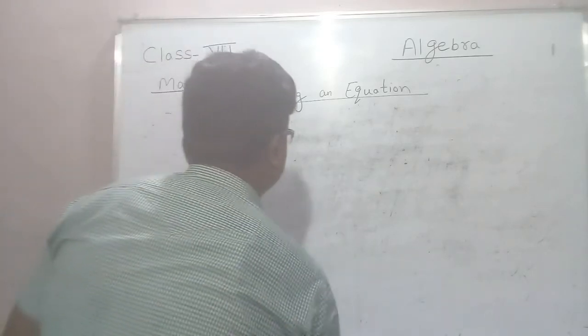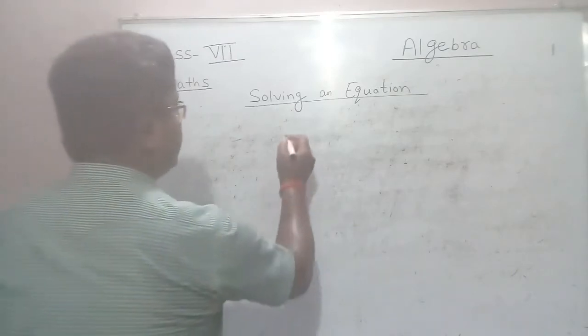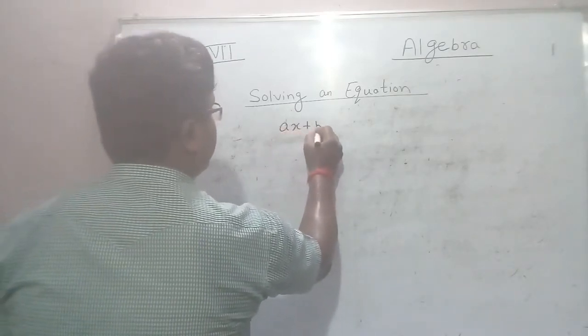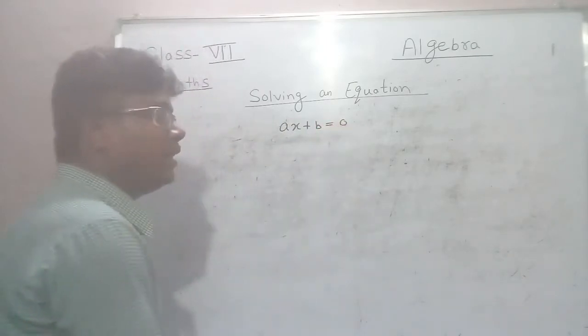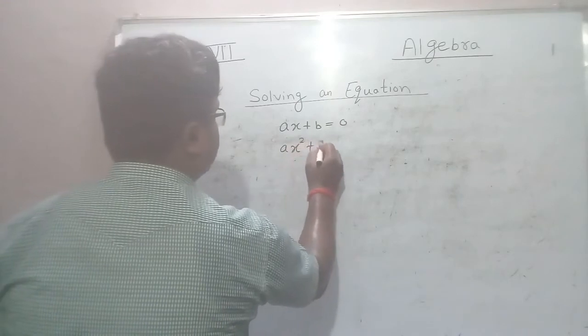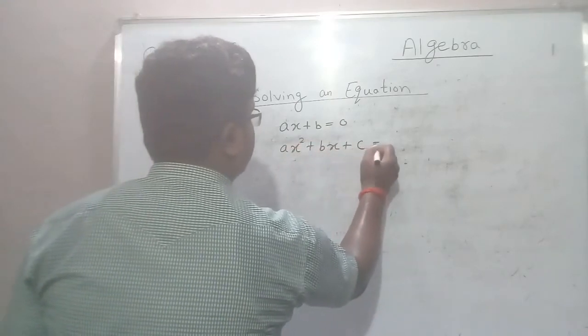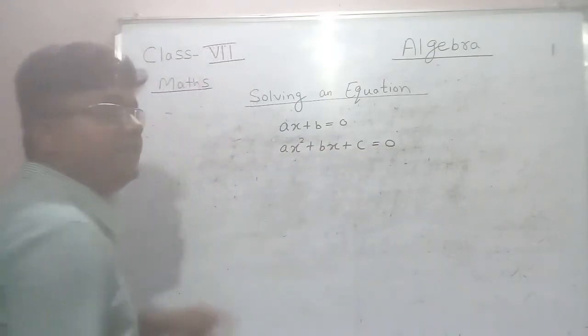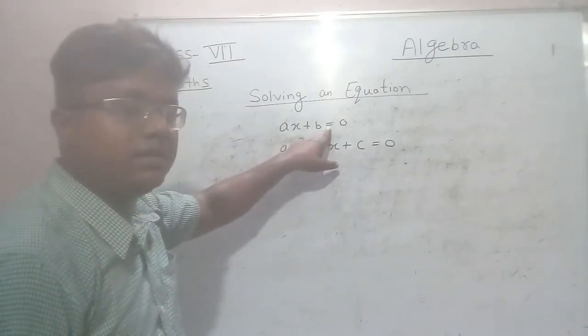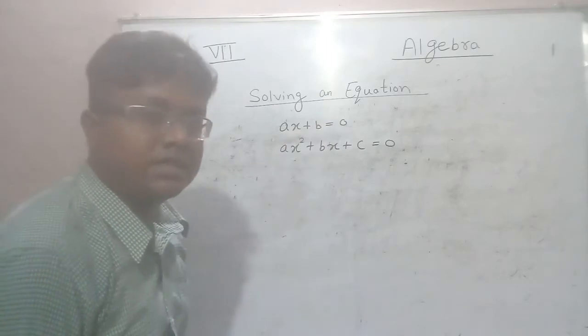So here, an equation may refer to anything like ax plus b is equal to 0. The equation may also be ax square plus bx plus c is equal to 0. There must be an equal sign there, and then we call that an equation.